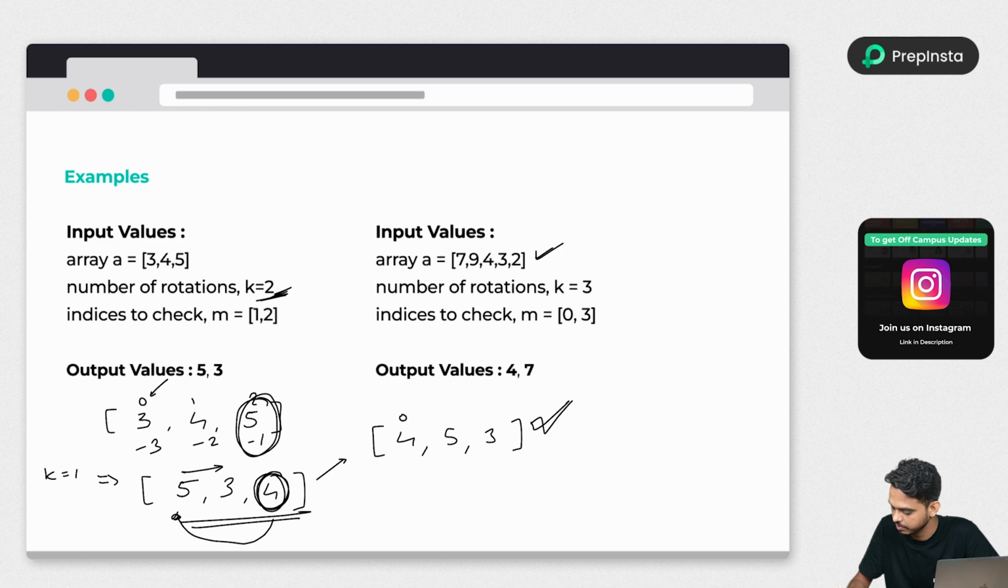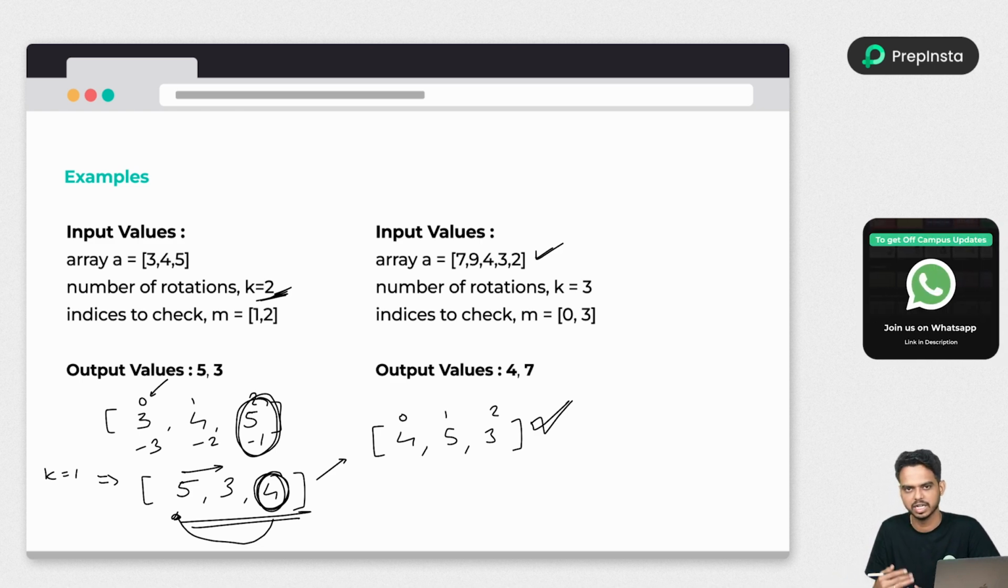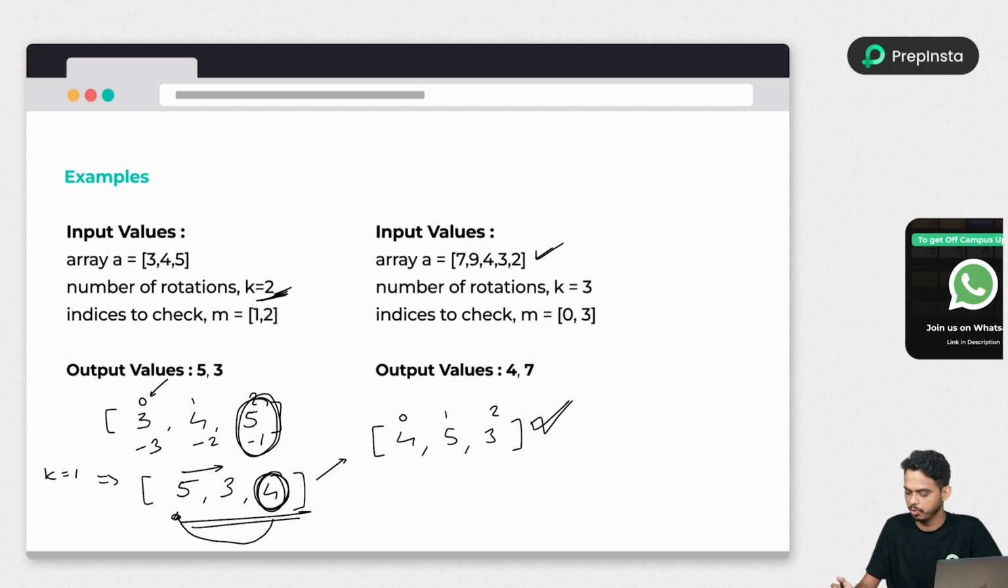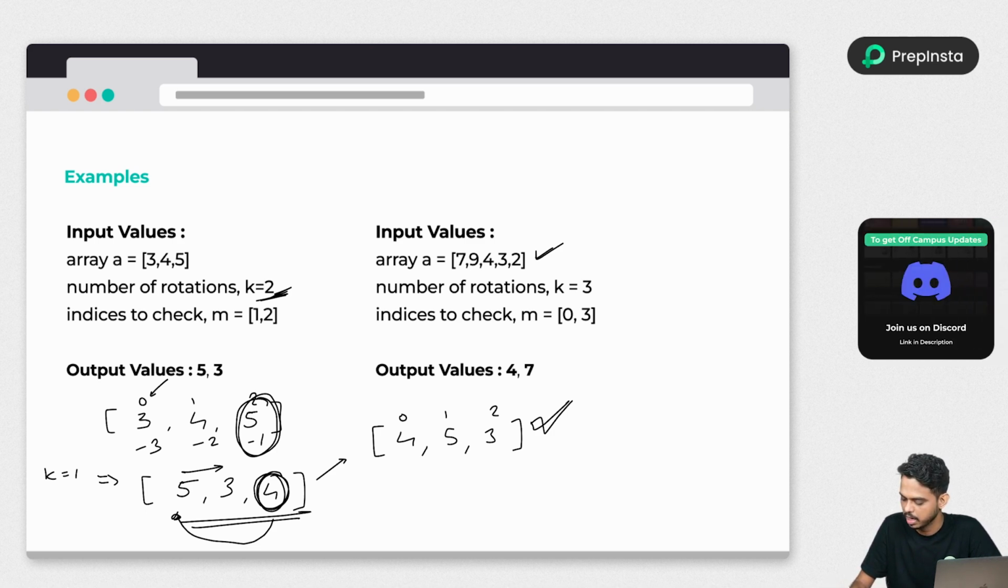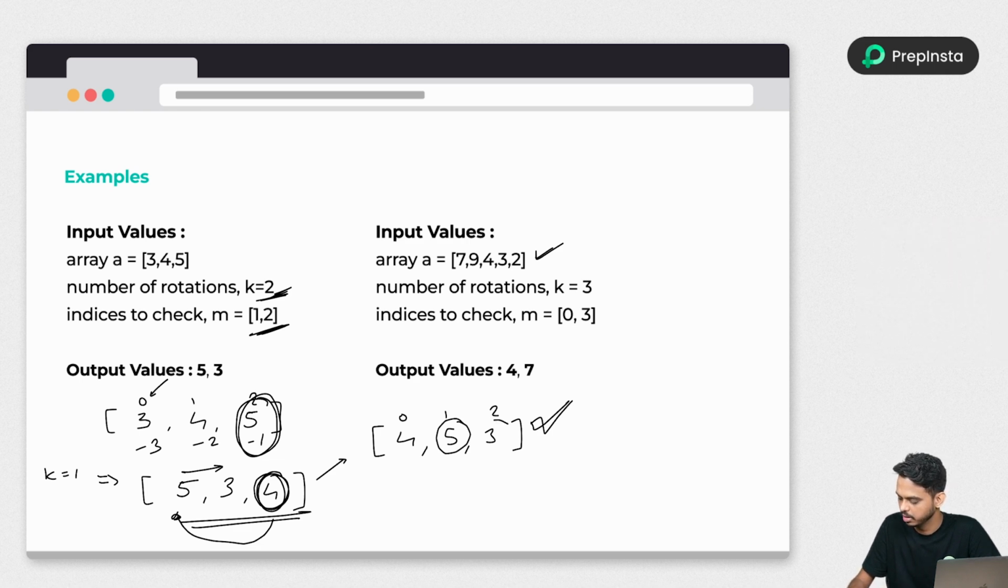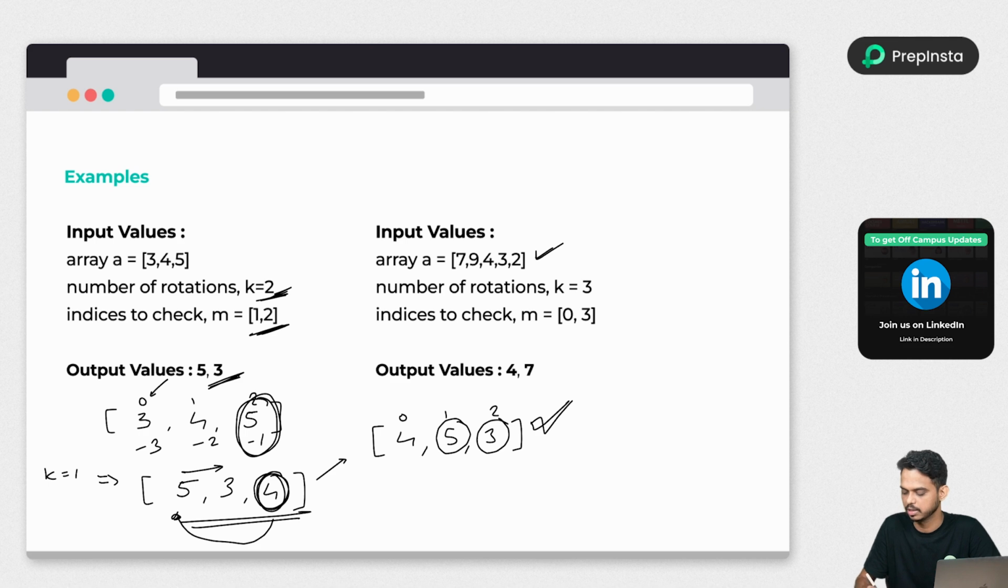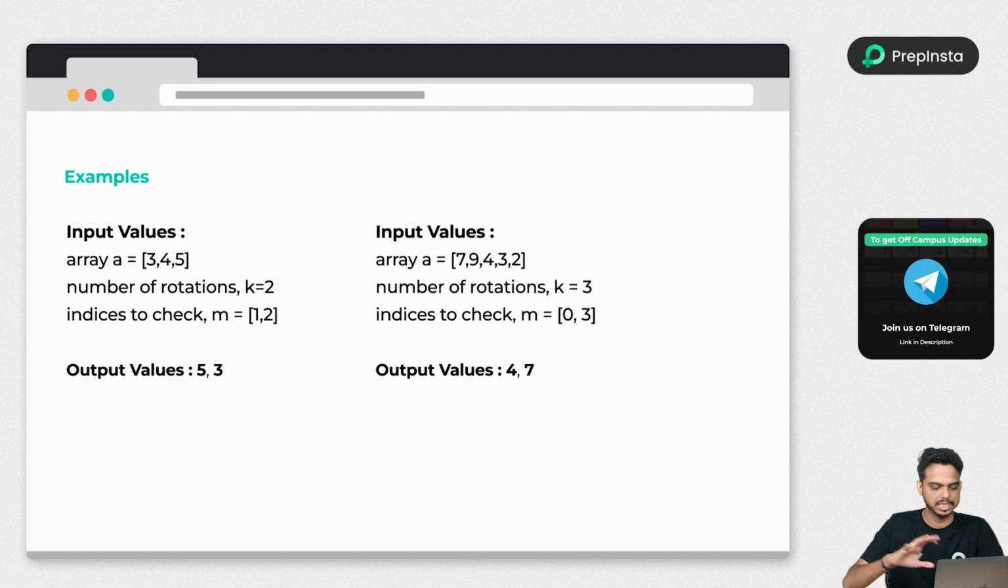For this list, we have indexes 0, 1, and 2, and negative indexes as well, right? From this list, we have to return the values at index 1 and 2. So what are those values? We have 5 and 3, which is what we are getting as output.